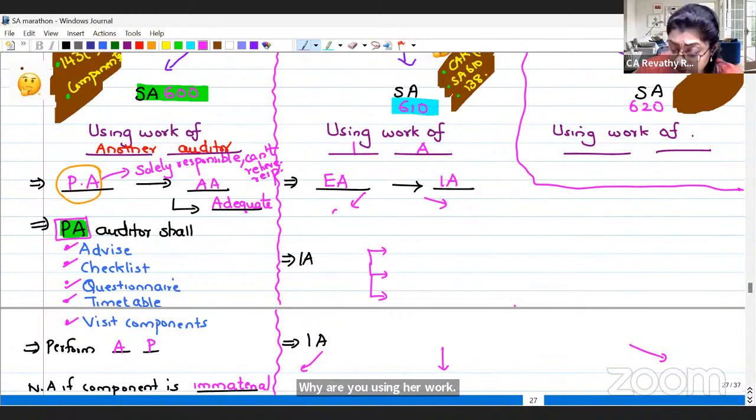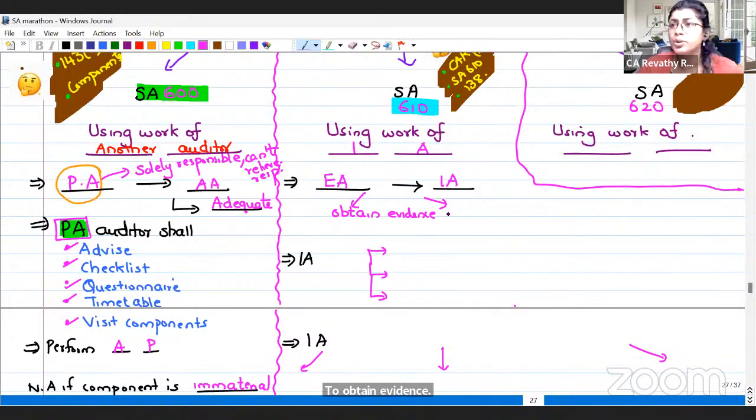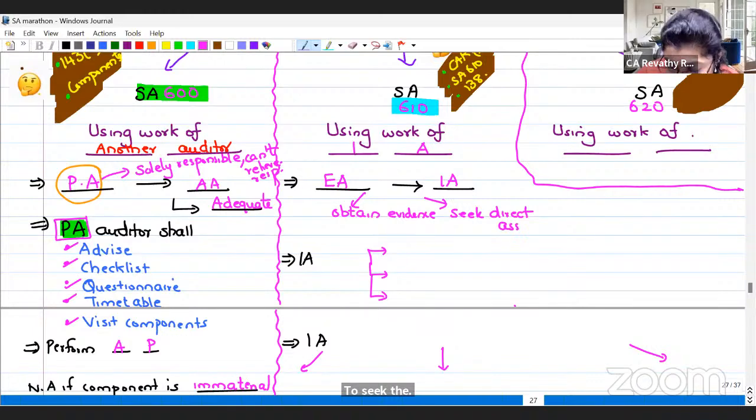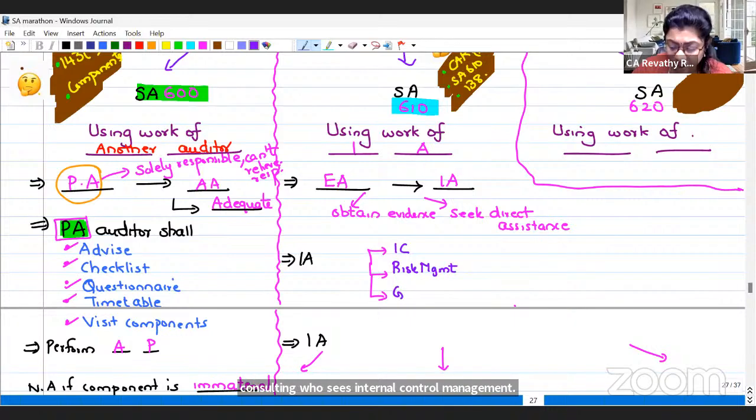One, to obtain evidence as a partial substitution, or to seek the direct assistance, like asking them to count the inventory for you. And I use the word assistance. Now, internal auditor means he's a person, independently consulting, who looks at internal control, risk management, and one more area, governance.